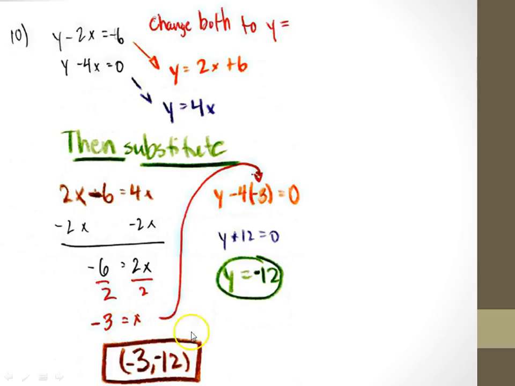I know x. I've got to plug that back into the equation. I'm going to use the second equation here: negative 4 and negative 3. Multiply them together. I get y plus 12 equals 0. Well, the only thing you can add to 12 to get to 0 is negative 12. So yes, y is negative 12. My answer is the coordinate point negative 3, negative 12. Kaboom.